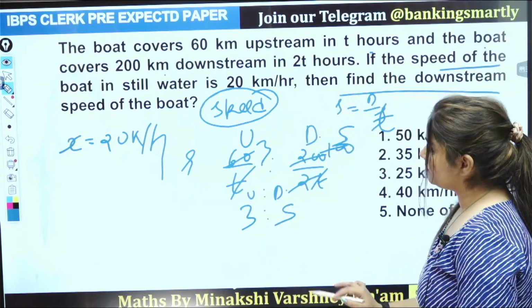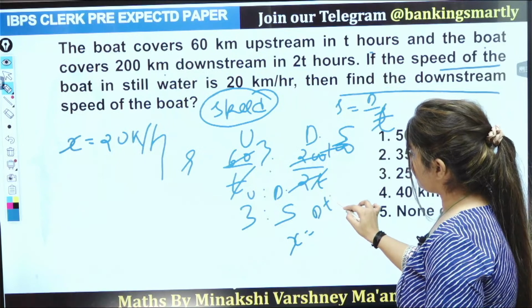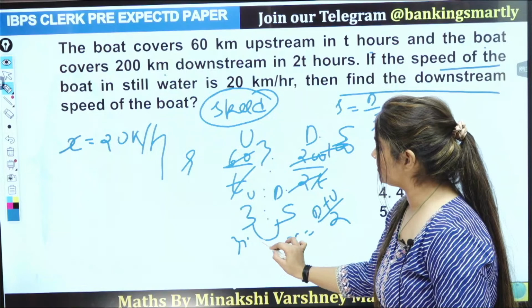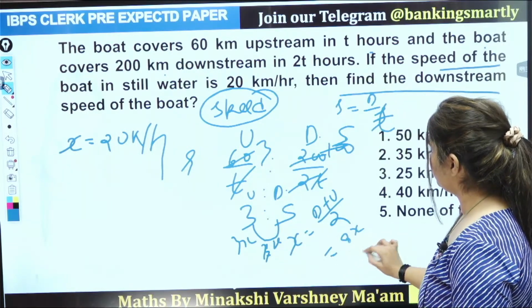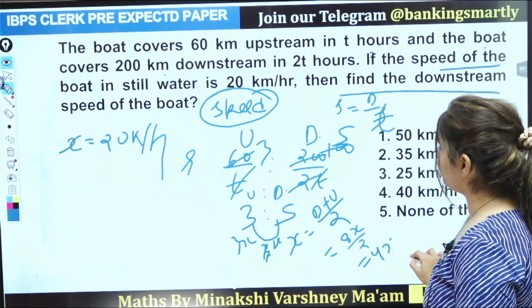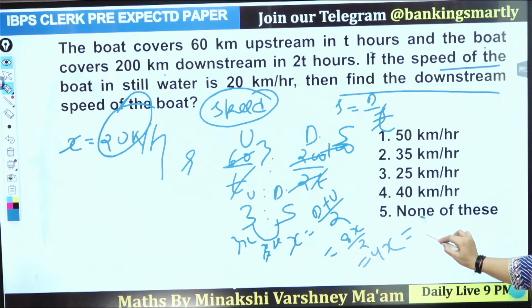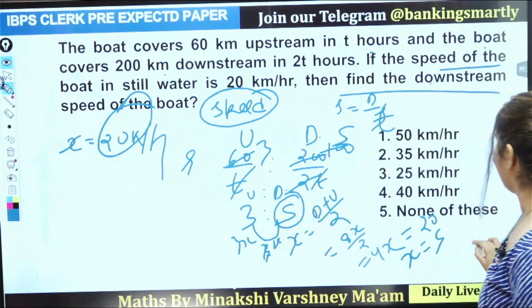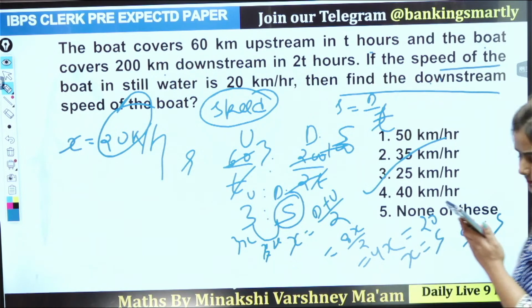Okay. That means we can say the speed of boat is what? Downstream plus upstream speed by 2. So this one is what? 5x and 3x. So you are taking 5x plus 3x, 8x by 2. That means 4x. And the speed of boat is given as 20. That means 4x is equal to 20. So x is equal to 5. You have to find out the downstream speed. That means 5x. So 5 into 5, that means 25. Option number 3 is correct.